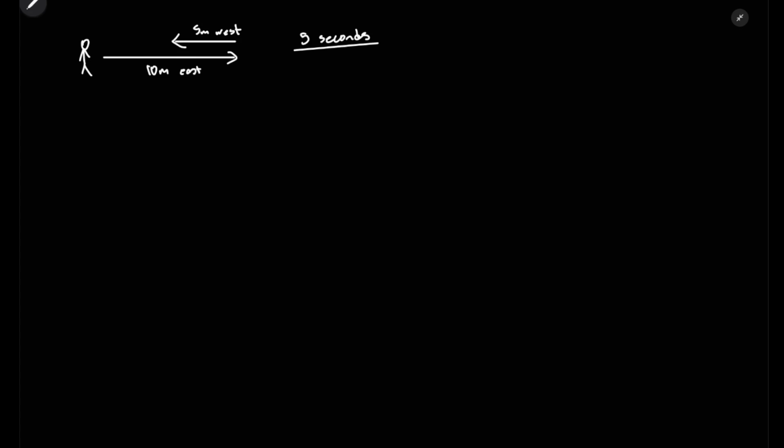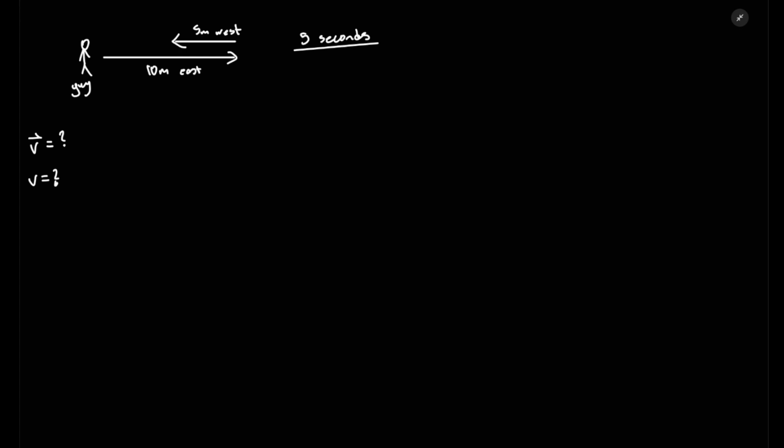So let's do something a bit different over here. We have Guy again, and just like the previous lesson, he decides to run 10 meters east and 5 meters west. Now, he does this in 5 seconds, and we're told in this question that we have to solve for velocity, and we also have to solve for speed. So how are we going to do this?